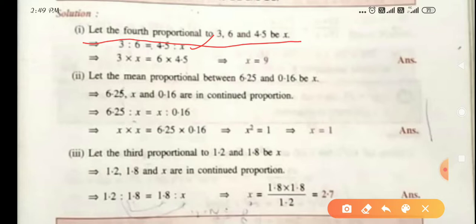Now, product of extremes equals product of means. By that property, the extremes 3 and x will be multiplied, 3 multiplied by x, and 6 and 4.5 will be multiplied. So it comes 3 multiplied by x equals 6 multiplied by 4.5. In this way you get x equals 9. So this is the fourth proportional, 9.